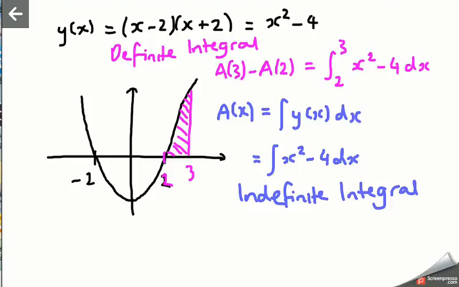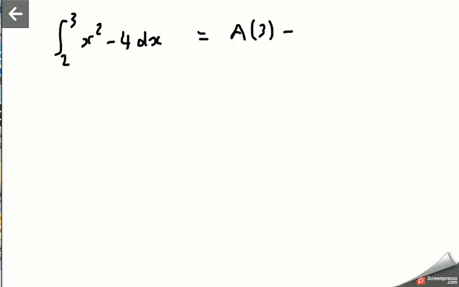All right, let's go ahead and work this thing out real quick. So we've got the definite integral from x equals 2 to x equals 3 of the function x squared minus 4 dx. Well, we know that that's the same as A of 3 minus A of 2. So really all we need to do is work out this area function and then put in the value x equals 3 and then the value x equals 2 and subtract the second from the first.